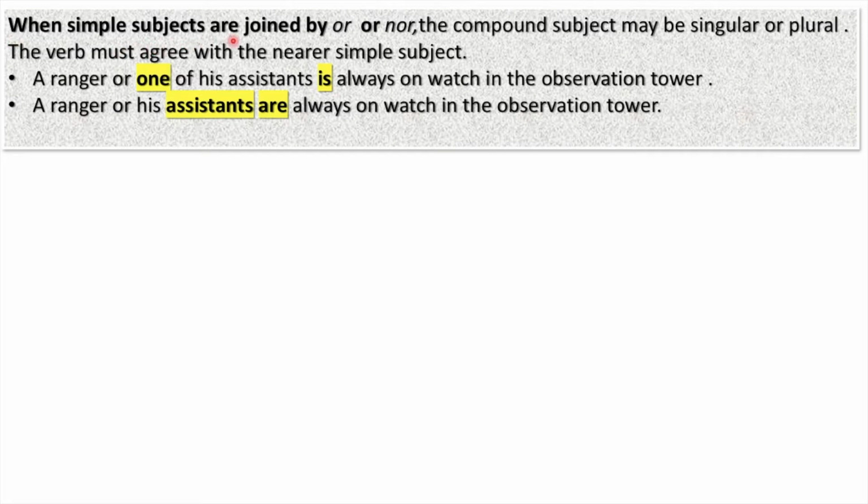When simple subjects are joined by or nor, the compound subject may be singular or plural. The verb must agree with the nearer simple subject. For example, a ranger or one of his assistants is. One is nearer, so I use a singular verb. A ranger or one of his assistants is always on watch in the observation tower.